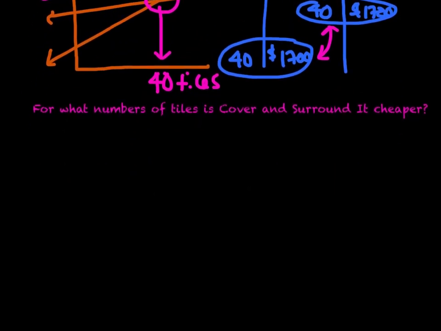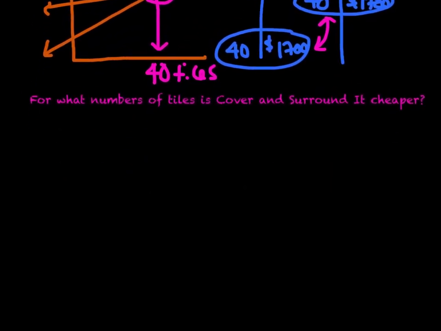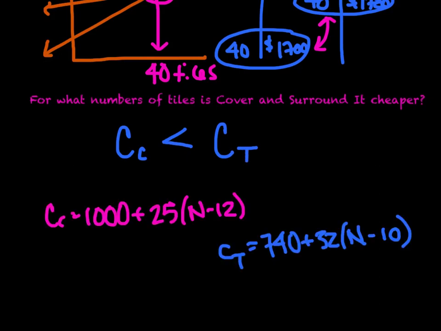For what number of tiles is Cover and Surround It cheaper? So when is C sub C less than C sub T? So we have our equation. C sub C is equal to 1,000 plus 25 times n minus 12, and Tile and Beyond is 740 plus 32 times n minus 10. And we need to figure out when Cover and Surround It is cheaper.